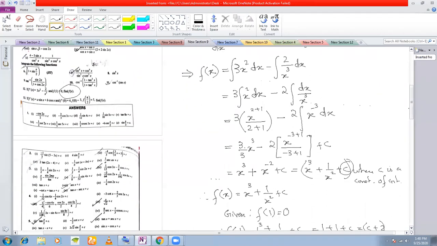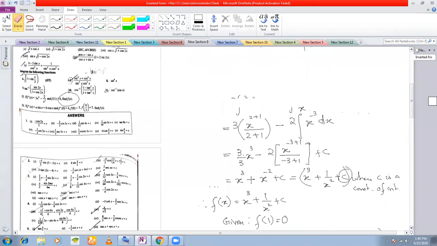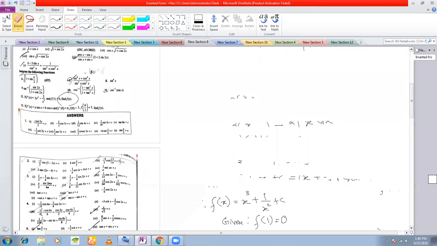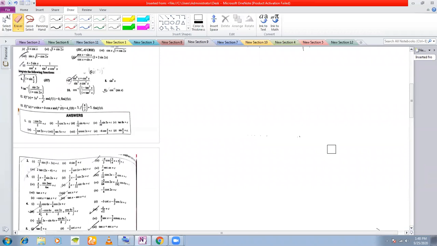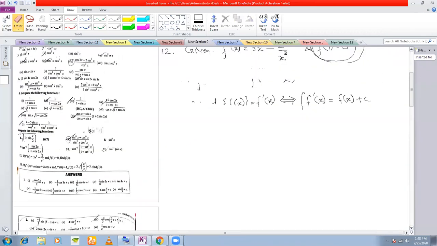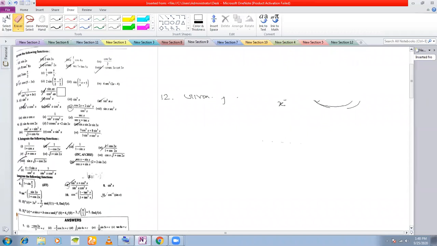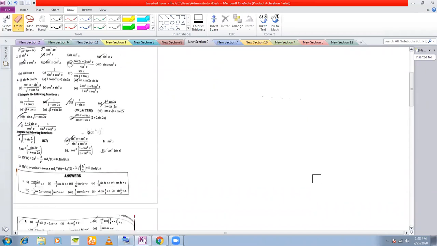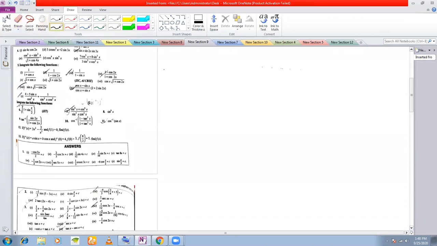Okay, look at number 13. Last question of this exercise. One more problem I want to do. I think I missed out that type, in fact. Let me finish this, and after this I'll do one more from this. Number 13. Given f dash x is equal to a sin x plus b cos x.